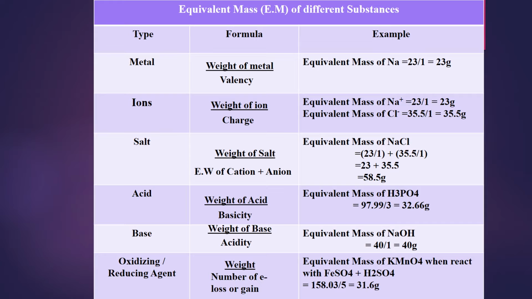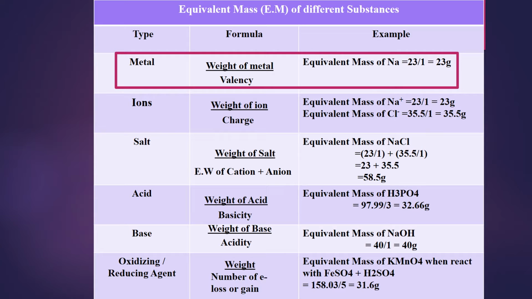I have also explained how we can find equivalent mass of a metal, ion, salt, acid, base, and oxidizing or reducing agents. Let's have a quick look on it. For calculating equivalent mass of metal, divide atomic weight of metal by its valency. For example, for calculating equivalent mass of sodium, divide 23, which is the atomic weight of sodium, by its valency, which is 1. So the equivalent mass of sodium is 23 grams.